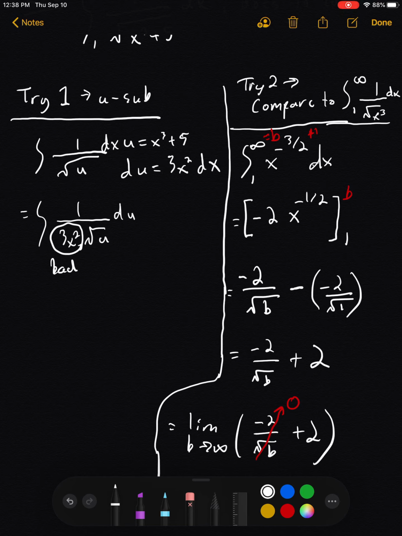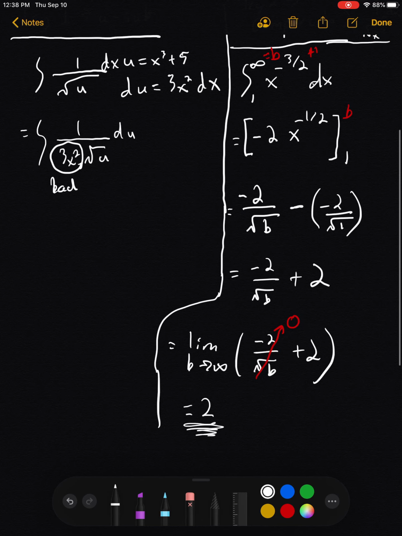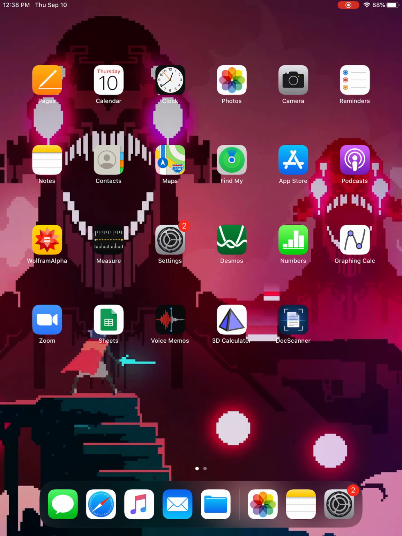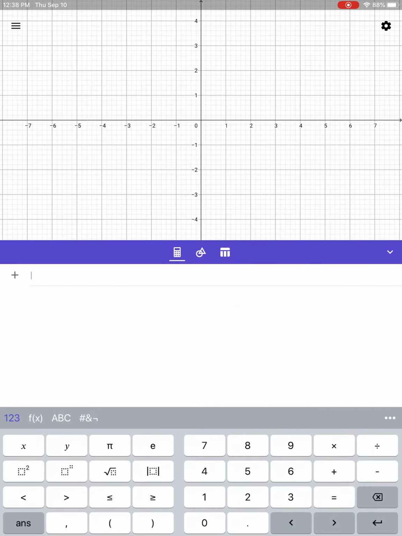But we can conclude something about the original function by using this second one. So I'm going to show you something in GeoGebra real quick, rather than try to draw it myself, because I think it's nice to see a real graph. And the nice thing about using my iPad is that I can just show you this.